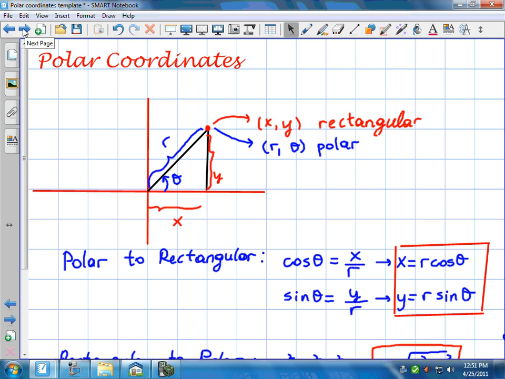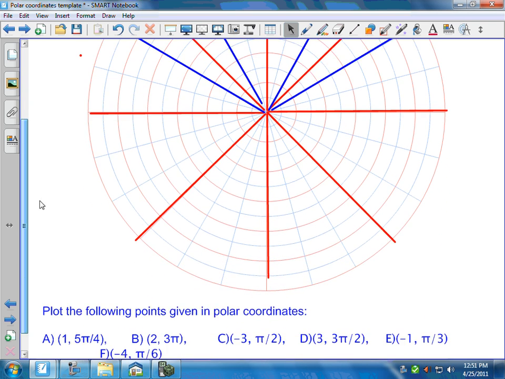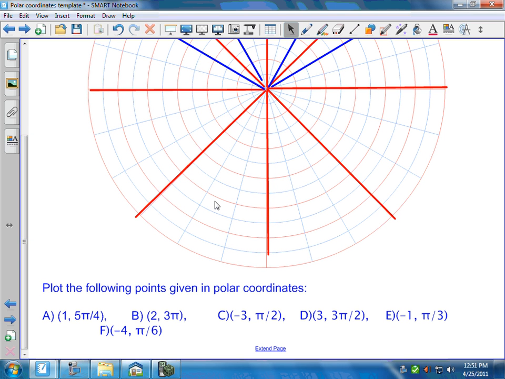How do you graph a point in polar coordinates? How do we graph a point in polar coordinates? So now you have several points given to you there. But I just want to make a few little changes here. So what you see here is a polar curve, or polar graphing paper.